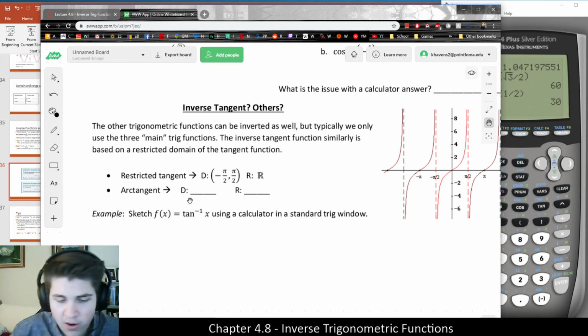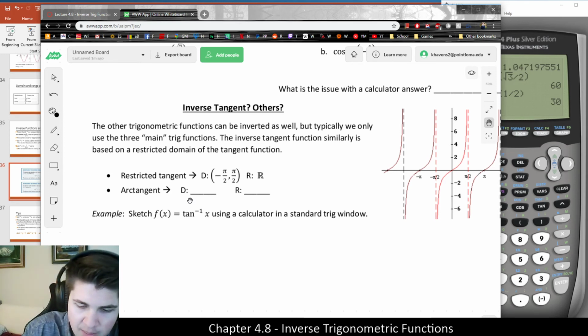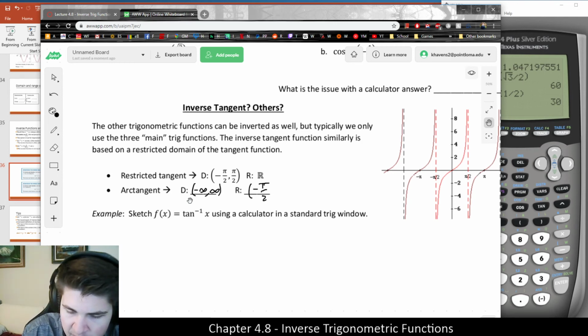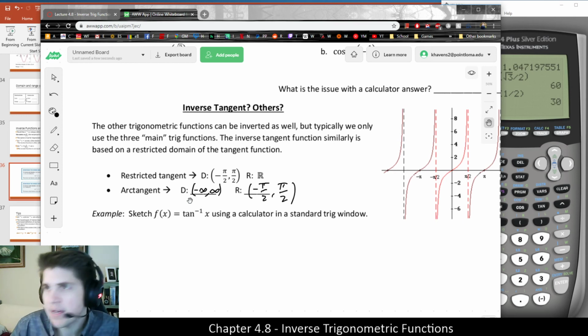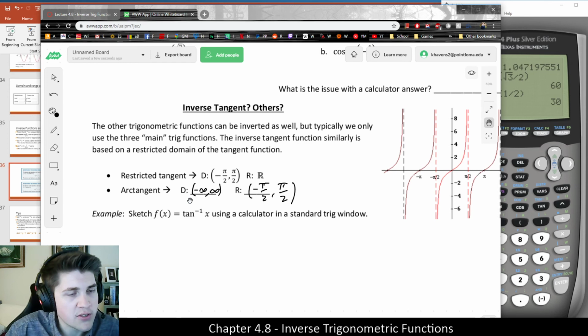So if we're going to do the arctan and we want to know the valid domain and range, the domain of arctangent will be all real numbers, because remember they're swapped, and the range will be negative pi over 2 to pi over 2. So it's actually exactly the same as sine for the range. It's just not inclusive of the boundary points, and there are a lot of similarities. But that is enough on inverse functions for this chapter.